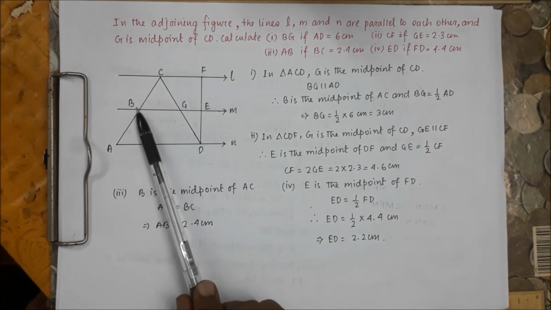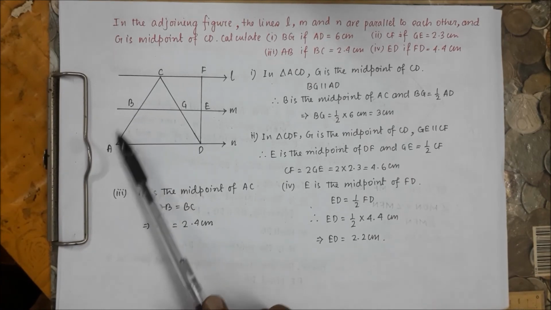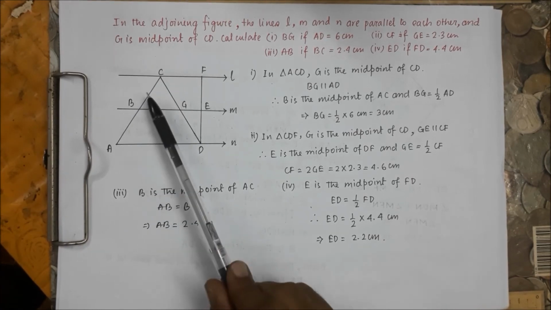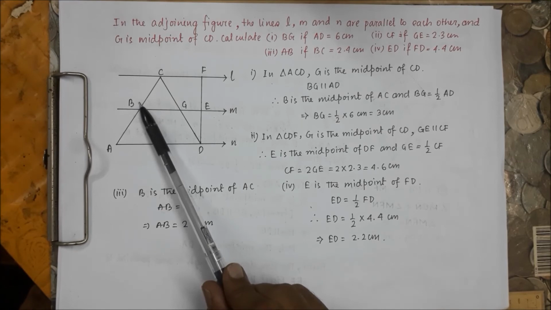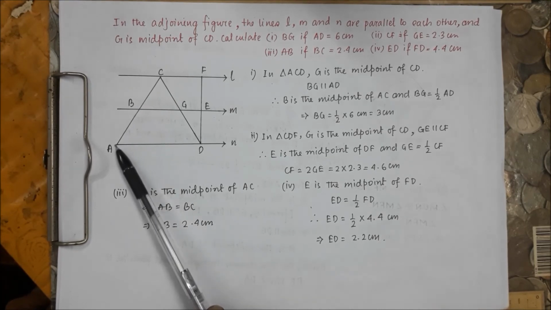Now B is the midpoint of AC. Therefore we can say AB is equal to BC. BC is given as 2.4 cm. Therefore AB is also equal to 2.4 cm.